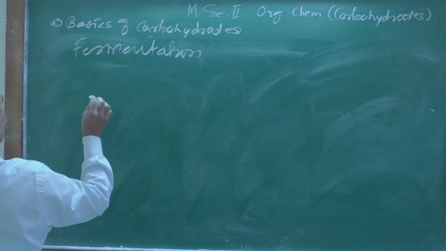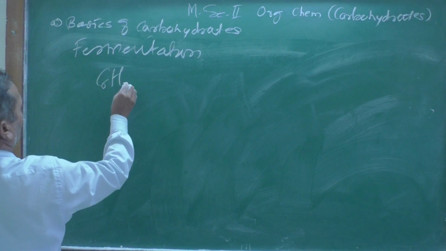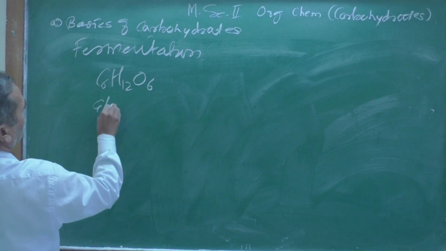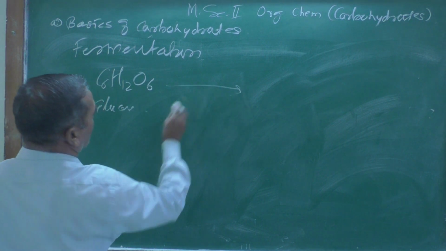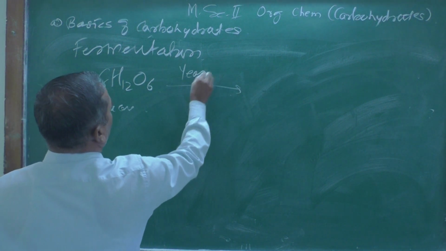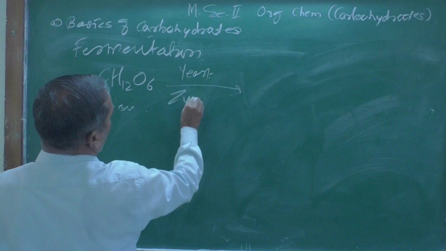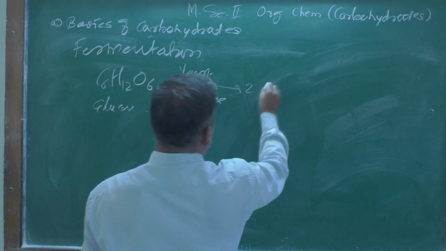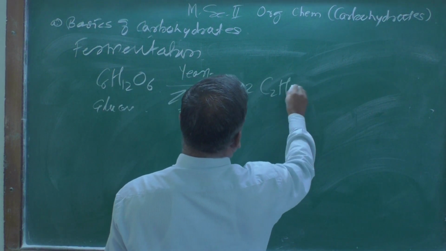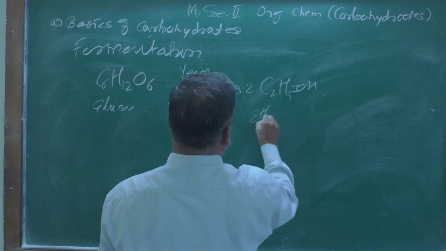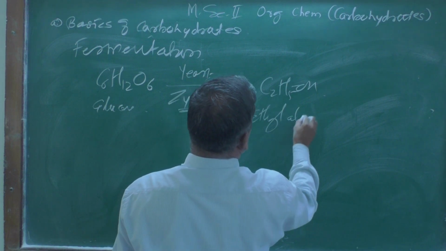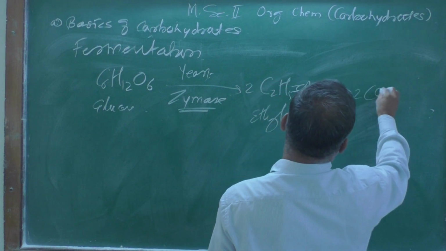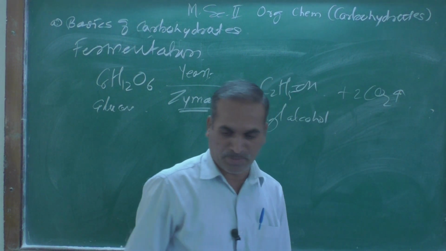As we know, the molecular formula of glucose is C6H12O6. This is glucose, and when it is treated with yeast, the specific enzyme being zymase, what do you get? You get C2H5OH, that is ethyl alcohol, and in addition to that, there is an evolution of carbon dioxide.